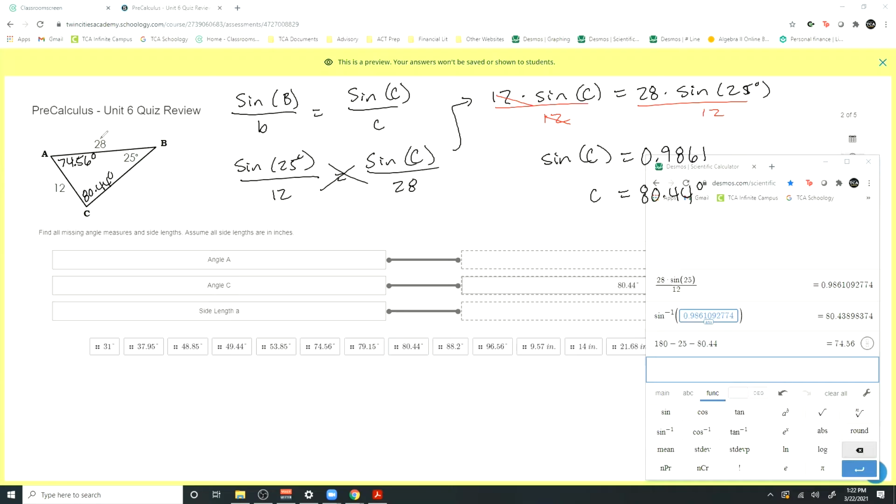Lastly, do one more law of sines. I'm missing side length A, so I'm going to do the sine of B or C, it doesn't matter. I'll use B because that was information given to me in the problem. So I'm going to do sine of B over little b is equal to the sine of C, nope, A, sorry. A.